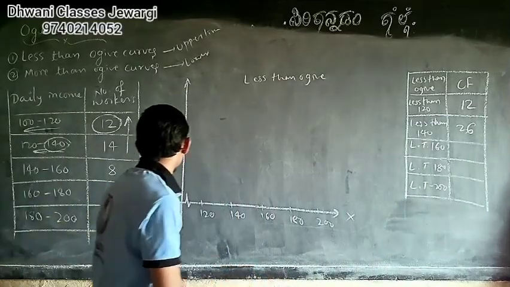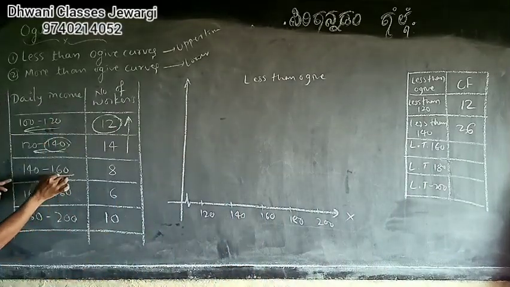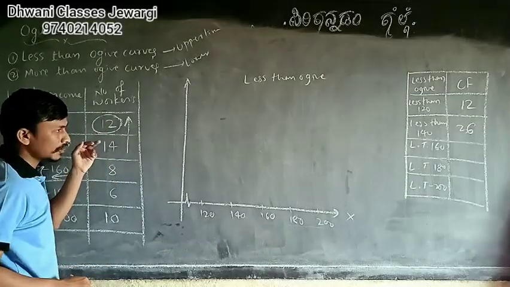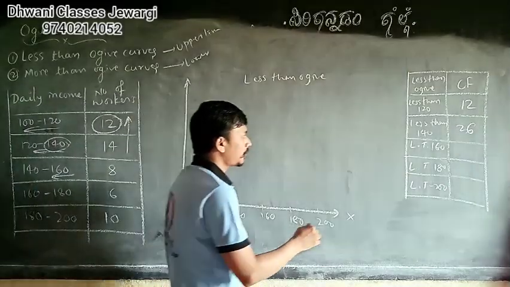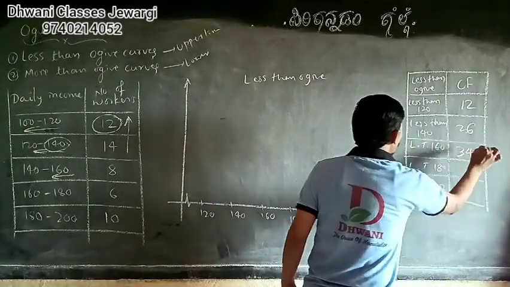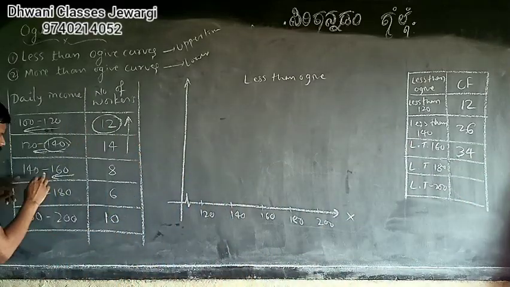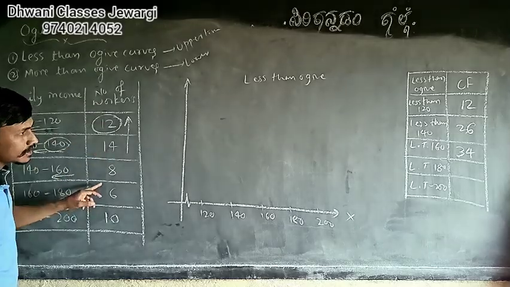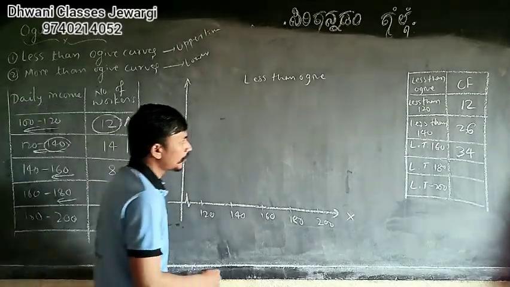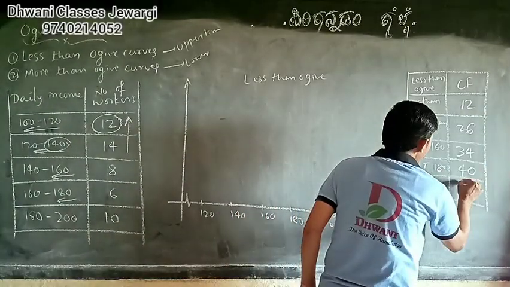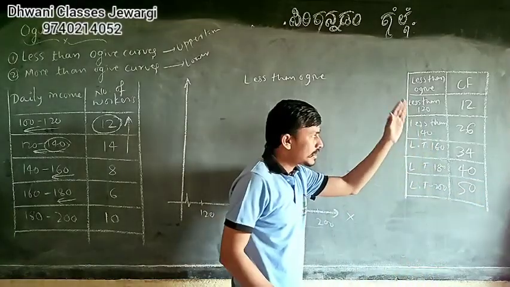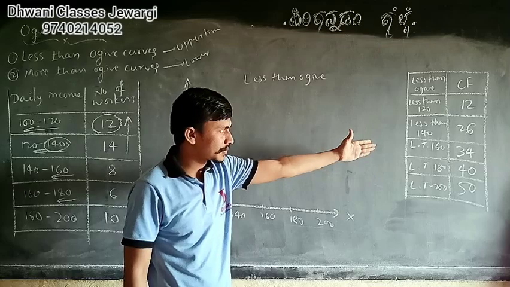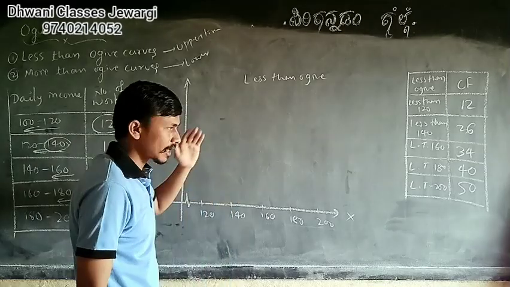Next, less than 160, you need to add all these things. 26 plus 8, that is 34. Next, less than 180 means you need to add all these things. That is 34 plus 6, 40. 40 plus 10, that is 50. This is the cumulative frequency. With the help of this table, we will be drawing the graph.